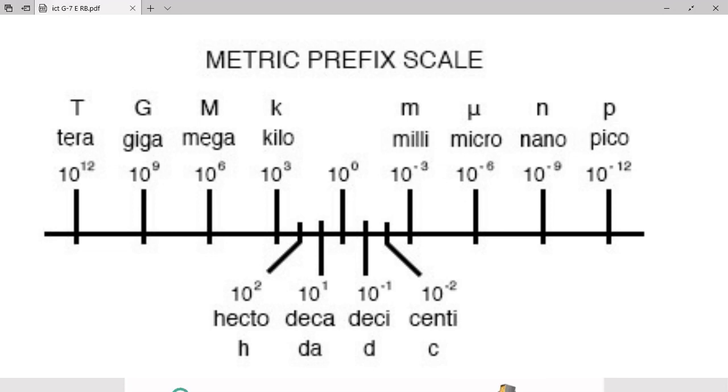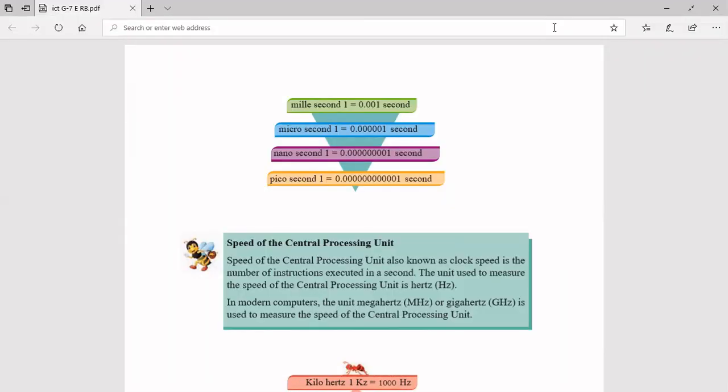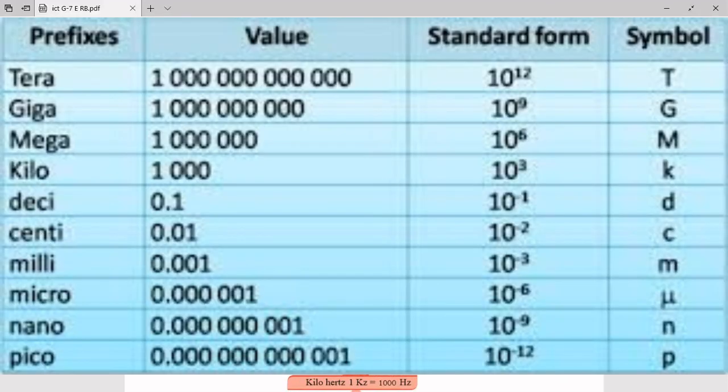If you count to the other side, 1 is there, then 10 to the power minus 3 is milli. 10 to the power minus 6 is micro. 10 to the power minus 9 is nano. 10 to the power minus 12 is pico. So you can see the chart of the relationship now on the screen, right? Did you understand how it works? These are mathematical terms. These are not IT stuff. This is mathematical terms.